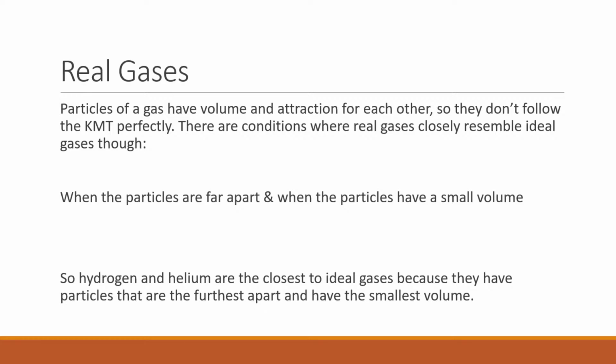We can make gases behave more ideal by spreading out the particles and by giving the particles a small relative volume. This combination is what makes helium and hydrogen the most like ideal gases. They have the furthest particles and they have the smallest volume.